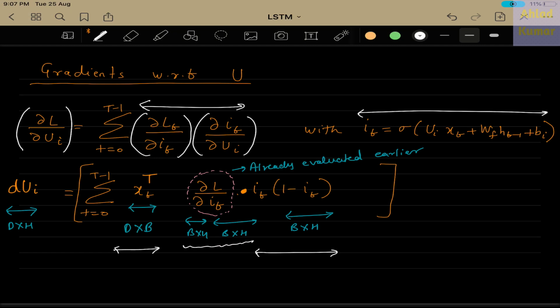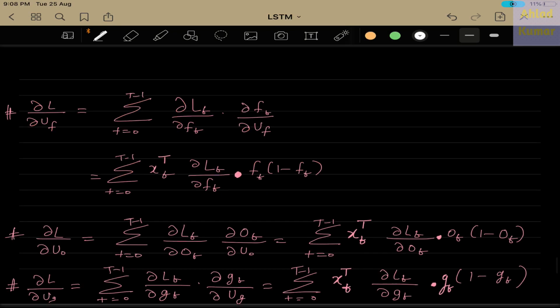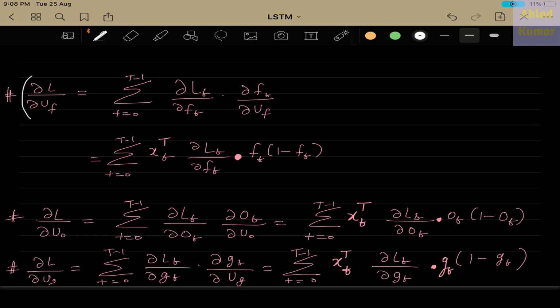So now you can see that the dimension of ui is d cross h from our earlier discussions. So the dimension of dui will also be the same. In order to maintain that same matrix multiplication, our matrices should be multiplied in this particular order, and this is the transpose. So this is the final expression for calculating the loss with respect to ui. Similarly, you can do it for the derivative of the loss with respect to uf, with respect to u0, and with respect to ug, and these will be the final results. This is actually the compact version.